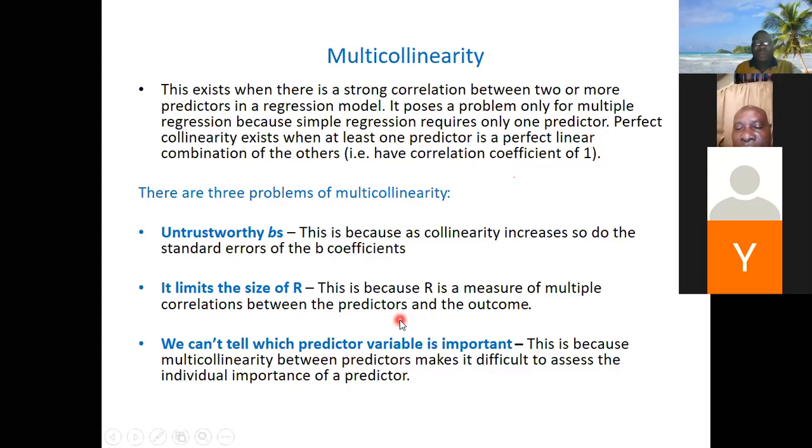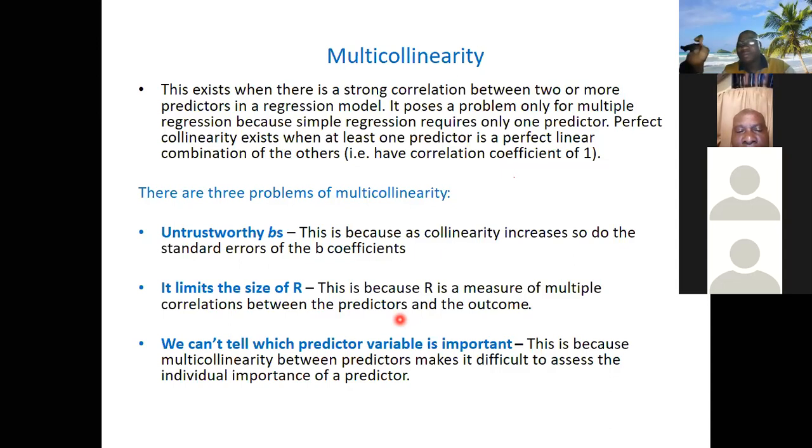There are three problems of multicollinearity: untrustworthy beta regression coefficients. This is because as collinearity increases, so does the standard error of the beta coefficient. Then it limits the size of R. You see? So it's limiting the size of your R, and you know what R means. In fact, in predicting, R to me is the most important, because it gives you how much variability in the outcome variable the predictor variable is able to account for.